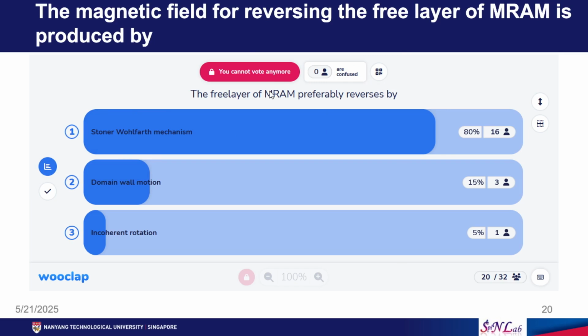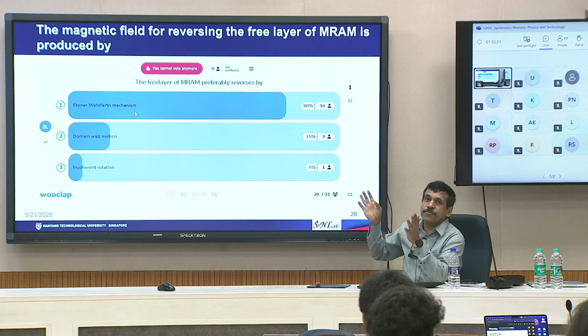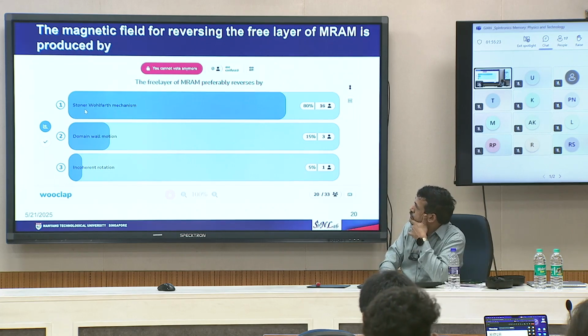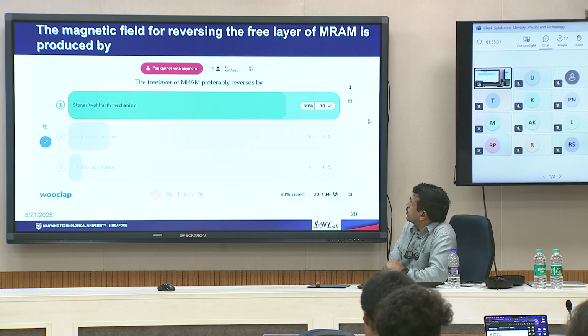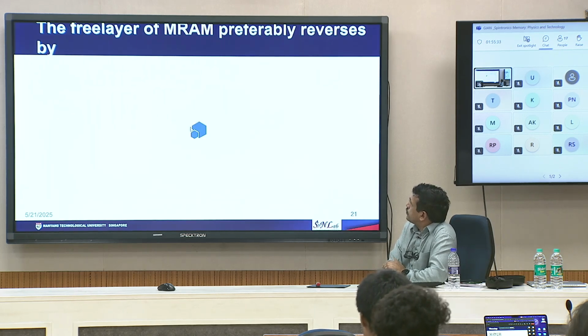Okay, most of you are right. Preferably we want the MRAM free layer to reverse by the Stoner-Wohlfarth reversal mechanism. All the switching concepts I described, the energy landscape, all of them follow the Stoner-Wohlfarth reversal mechanism. So, the correct answer is this. Next question.